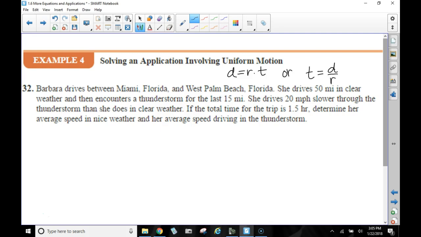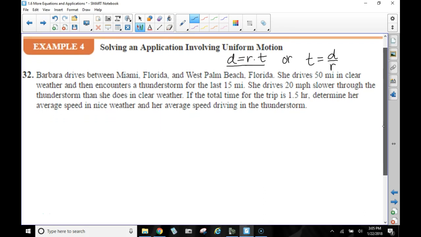And I got that by dividing both sides of this equation by r. Okay? If you need to solve for r, you divide both sides by t. But that's the formula you need to know. Keep that in mind. Let's read our example.